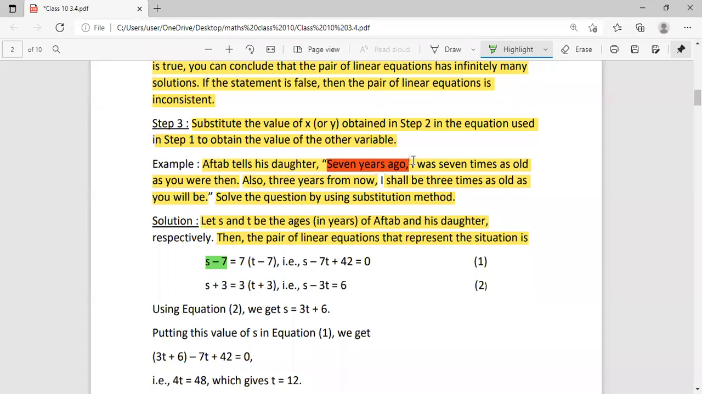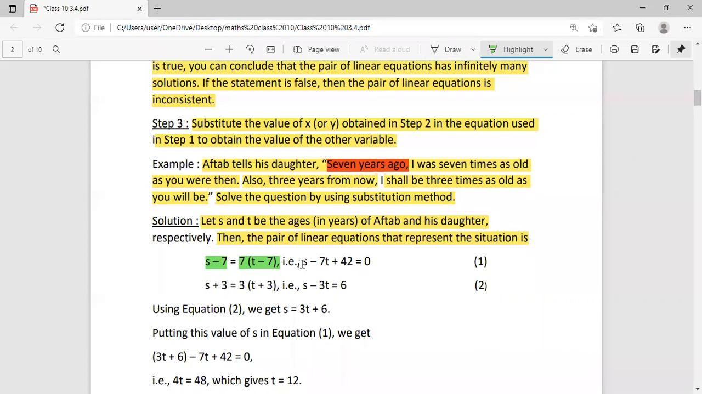Yes, sir. And what he says, 7 years ago, his age is 7 times as old as his daughter. And what will be the age of his daughter before 7 years? T minus 7. It is said that it was 7 times, which means we can write it as S minus 7 is equal to 7 into T minus 7. Okay? Clear?